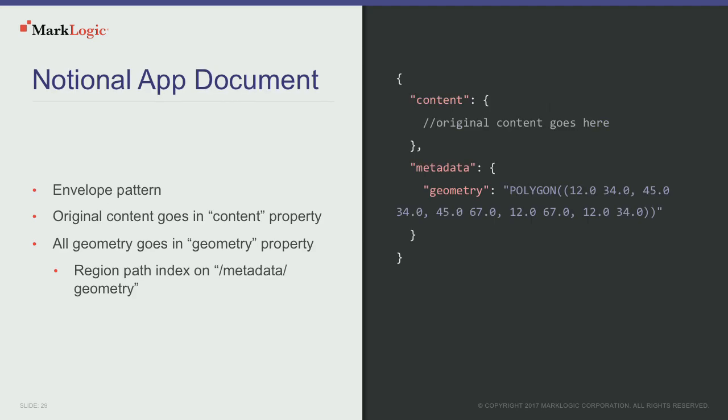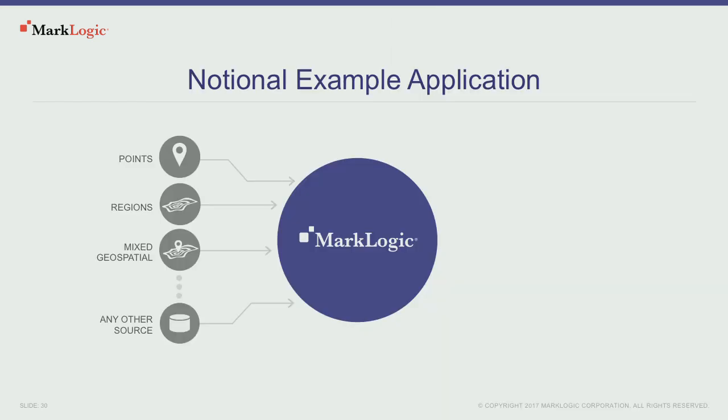So we're still building our application. Maybe our document is starting to look like this. We have our content section where we have whatever the original content was, and we have a metadata section where I've created a geometry property, and I'm putting in there, in this case, region data. I've created on that a region path index on /metadata/geometry, saying we're going to find content there that you can index.